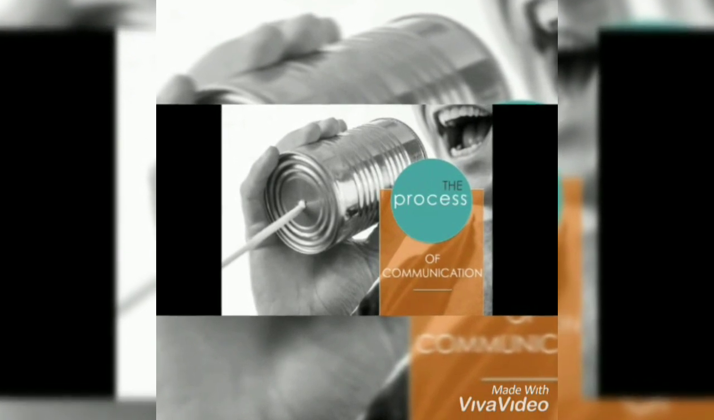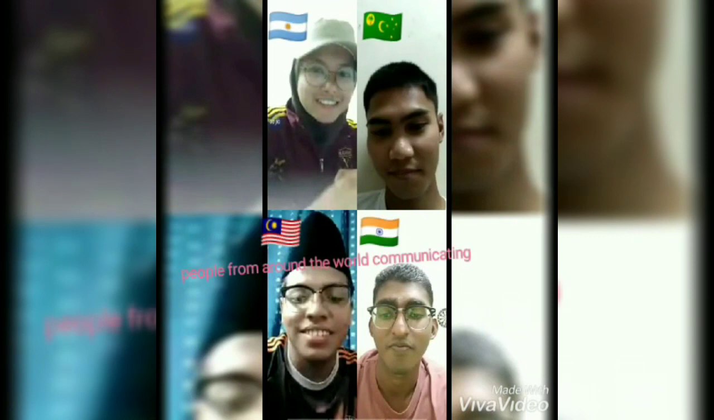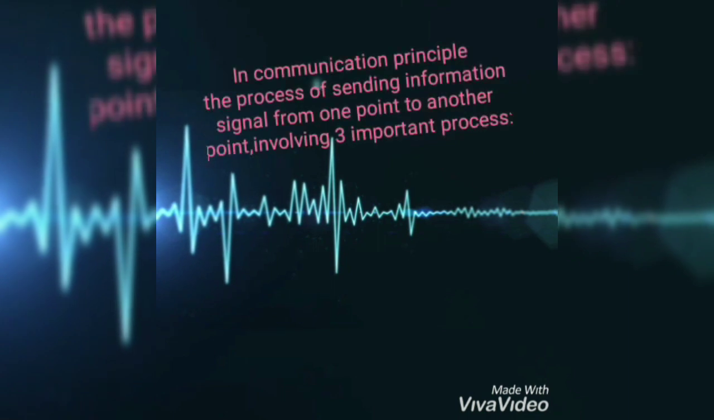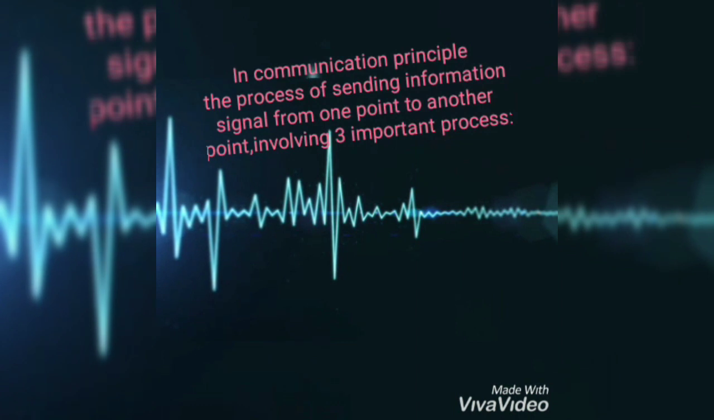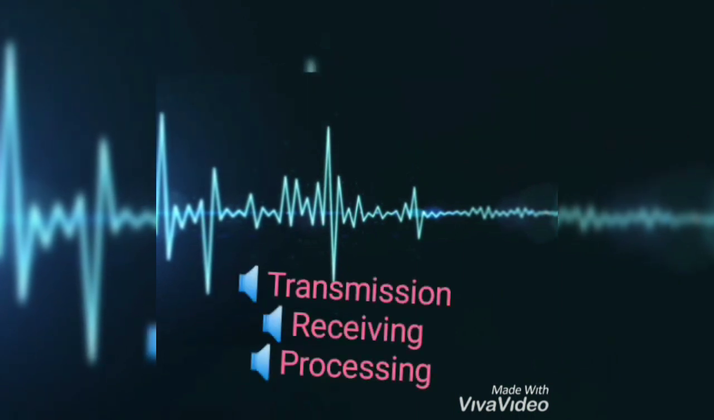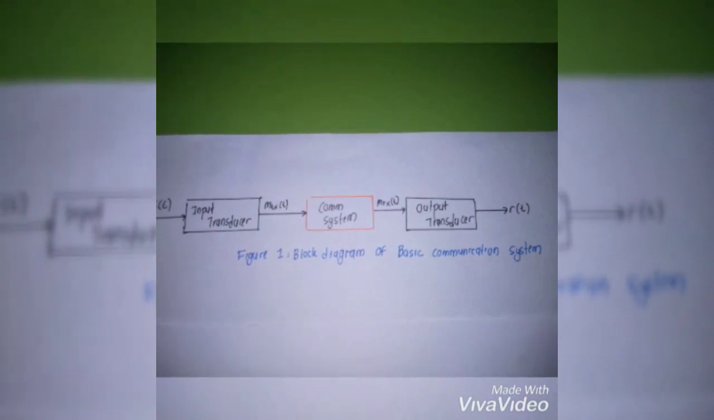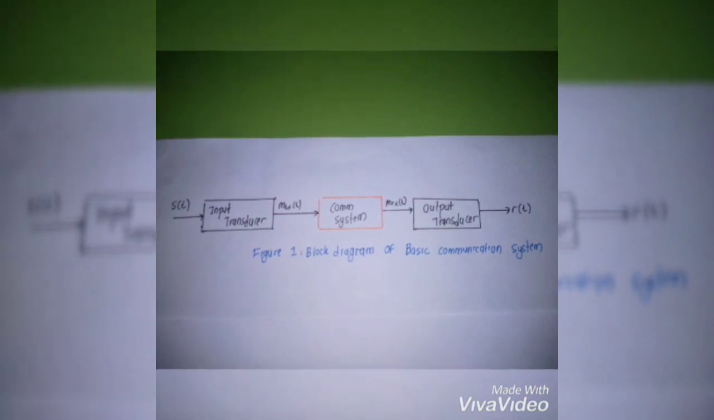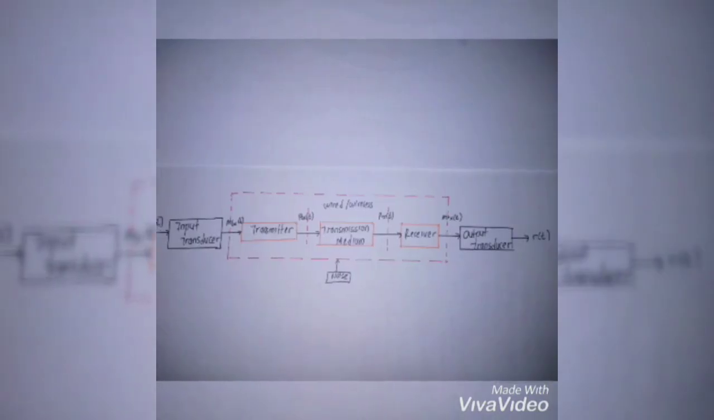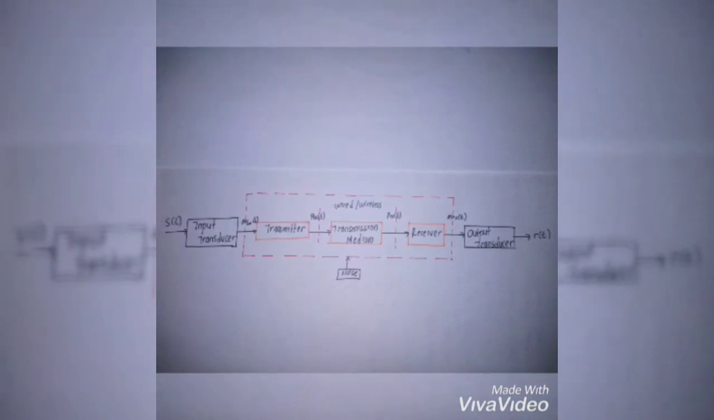So we understand what communication is, but how does it work? How can we send data or information to someone who is far from us? In a communication system, the process of sending an information signal from one point to another involves three important processes, which are transmission, receiving and processing. Figure 1 shows the block diagram of a basic communication system, which involves the input transducer, communication system and output transducer. ST is the input signal and RT is the output signal. MTX and MRX are the modulating signals.